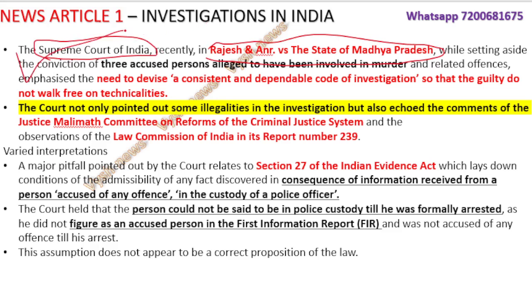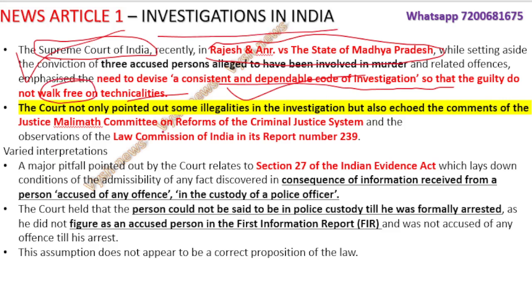Don't come and tell us that we are letting them go free. We are helpless. We have to follow the law. Without evidence we cannot send anybody to jail. So your consistent and dependable code of investigation is not there, and that is why the people are walking free. That is the gist, the context of the article written today.